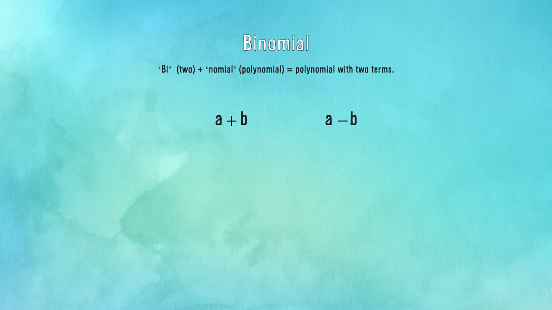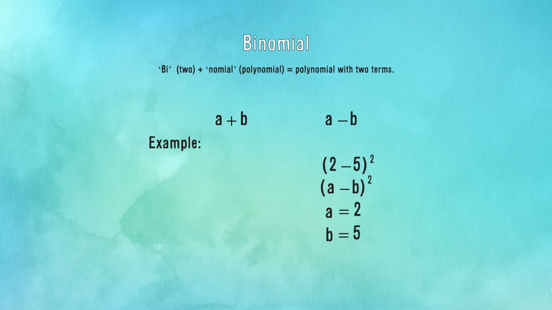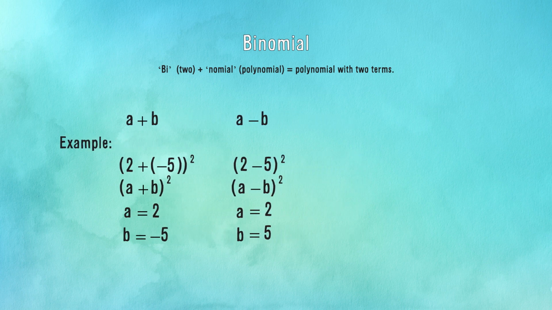We won't be worrying about a minus b because a plus b includes it. I know that doesn't sound right, but let me explain it using this example. Here you might compare it with a minus b and say that a is 2 and b is 5, which is perfectly correct, but you can also compare it with a plus b by rewriting it like so. 2 plus negative 5 squared is the same as 2 minus 5 squared. Now here you compare it with a plus b. So a is 2 and b is negative 5. This is also the reason why we don't discuss negative a plus b or negative a minus b.